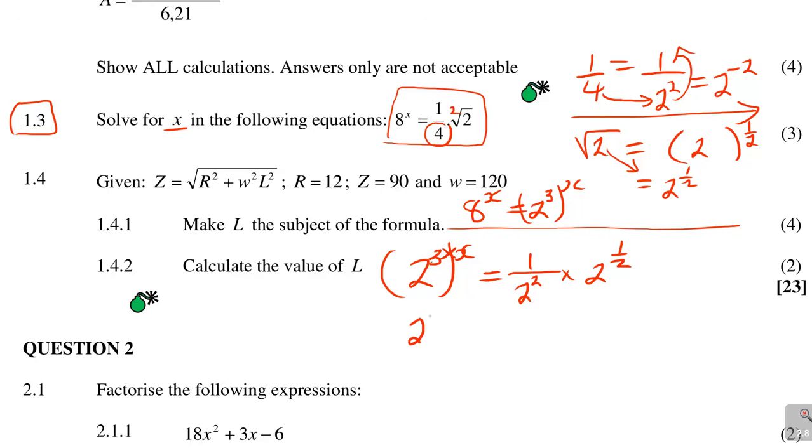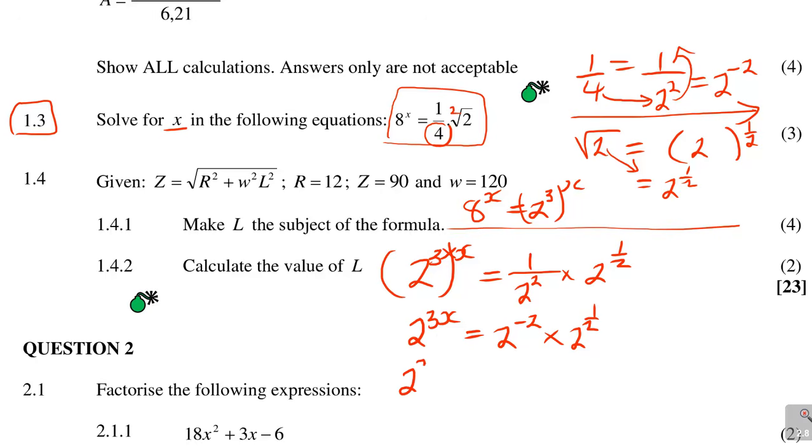So 2 to the power of 3x is equal to 2 to the power of negative 2 times 2 to the power 1 over 2. See that you are simply using, now it's an equation, but the laws of exponents are very, very valid in that case. Now look at this other part.